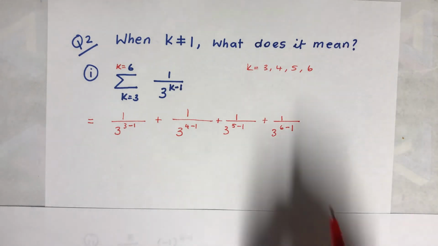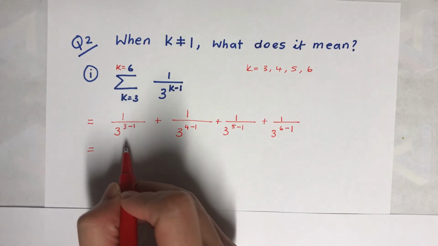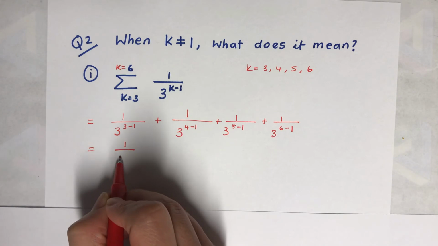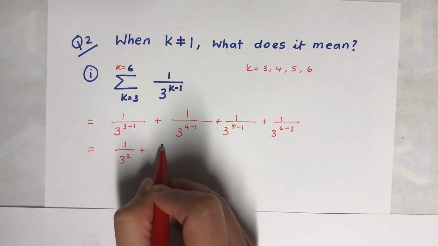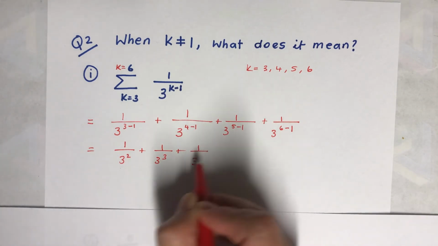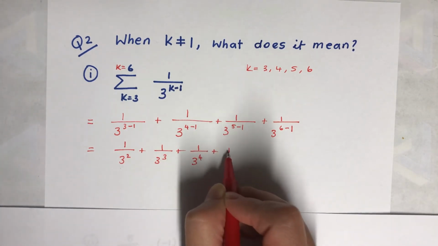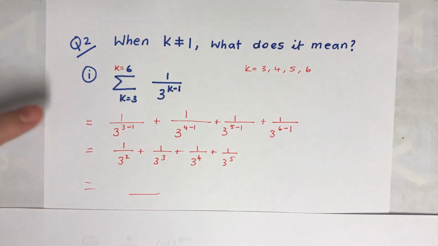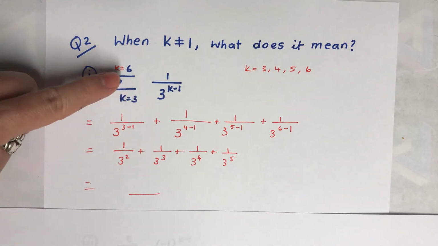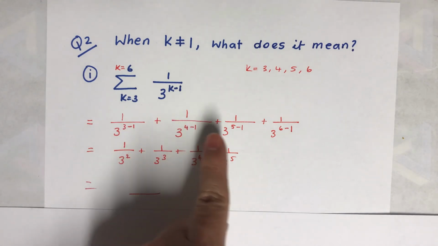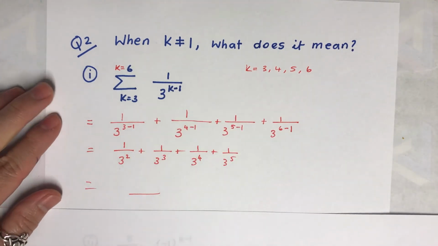And what I'm going to do here, I'm not going to give you an answer. You can just use your calculator. I'm just going to tidy it up a little bit. So it'll be 3 to the power of 2, 3 to the power of 3, 3 to the power of 4, 3 to the power of 5. And that's it, okay? And then you will get the answer here, all right? So there's 4 terms. Starting is 3, the last one is 6. So that's what we did. 3, 4, 5, 6. Okay, so that's not too bad.